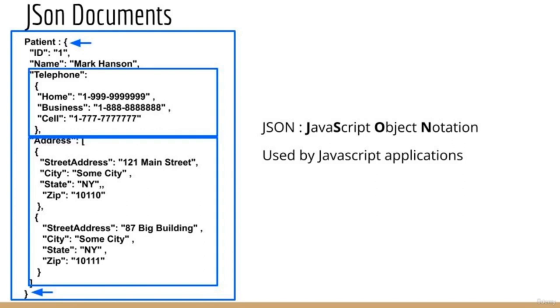A JSON document is enclosed in curly brackets. Each field has a name or a label, followed by a colon, and then the value of the field. Fields can contain simple values or subdocuments, each starting and ending with curly brackets, of course, and fields can also have multiple values, held as arrays and surrounded with square brackets. Literals, or fixed values, in a field are enclosed in quotes, and fields are separated with commas. In our example here, patient is a root object, telephone would be a nested object that contains a home phone number, a business phone, and a cell phone number, while address is a nested array.